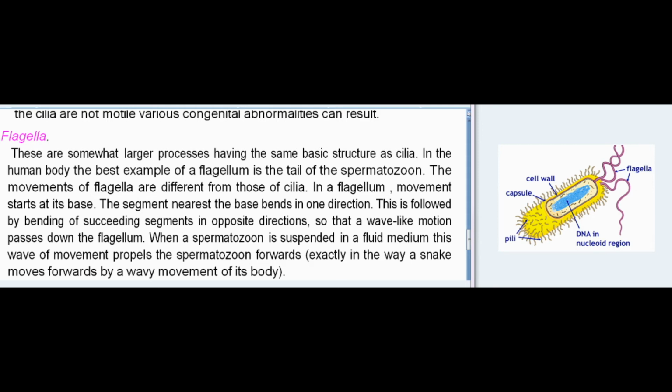The segment nearest the base bends in one direction. This is followed by bending of succeeding segments in opposite directions, so that a wave-like motion passes down the flagellum. When a spermatozoon is suspended in a fluid medium, this wave of movement propels the spermatozoon forwards, exactly in the way a snake moves forwards by a wavy movement of its body.